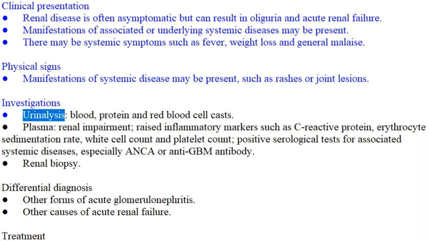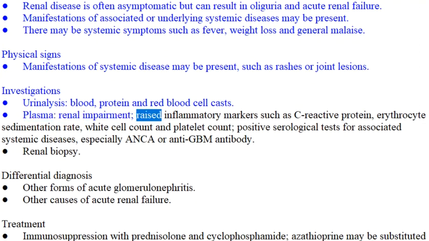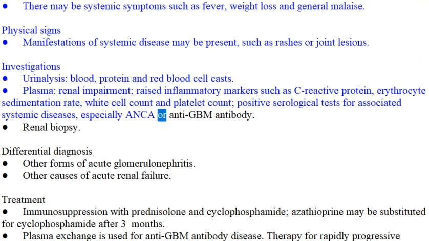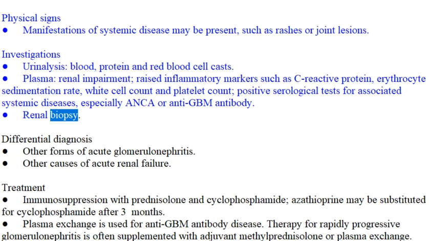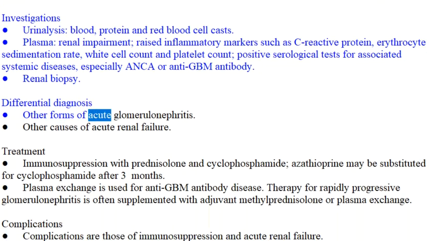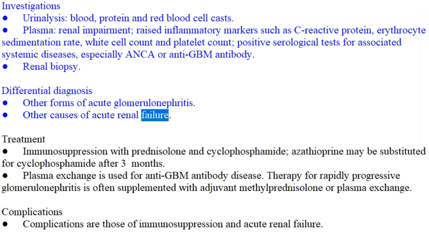Investigations. Urinalysis: blood, protein, and red blood cell casts. Plasma: renal impairment, raised inflammatory markers such as C-reactive protein, erythrocyte sedimentation rate, white cell count and platelet count, positive serological tests for associated systemic diseases, especially ANCA or anti-GBM antibody. Renal biopsy. Differential diagnosis: other forms of acute glomerulonephritis, other causes of acute renal failure.